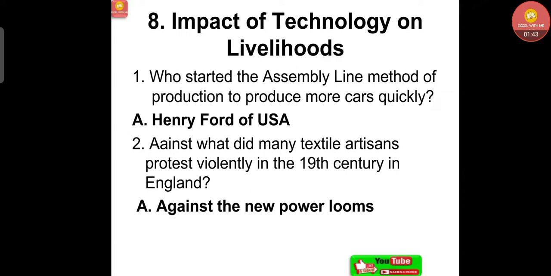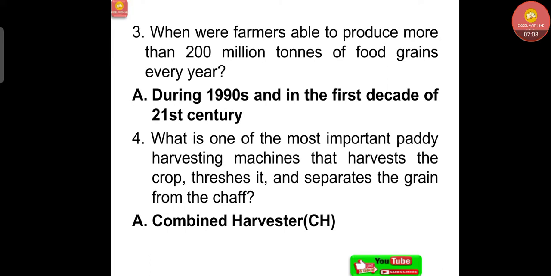Now the next chapter, that is Impact of Technology on Livelihoods. Who started the assembly line method of production to produce more cars quickly? That is Henry Ford of USA. Against what did many textile artisans protest violently in the 19th century in England? That was against the new power looms. That means hand looms were replaced by power looms. That is man-made things were replaced by the machine-made things.